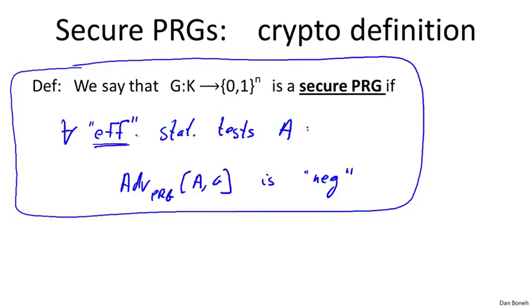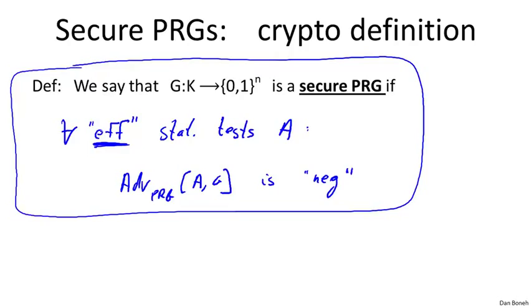One thing I'd like to point out is that the restriction to efficient statistical tests is actually necessary. If we ask that all statistical tests, regardless of whether they're efficient or not, be unable to distinguish the output from random, then that cannot be satisfied. In other words, if we took out the requirement that the test be efficient, this definition would be unsatisfiable, and I'll leave this as a simple puzzle for you to think about. But the fact is that restricting this definition to only efficient statistical tests is actually necessary for this to be satisfiable.